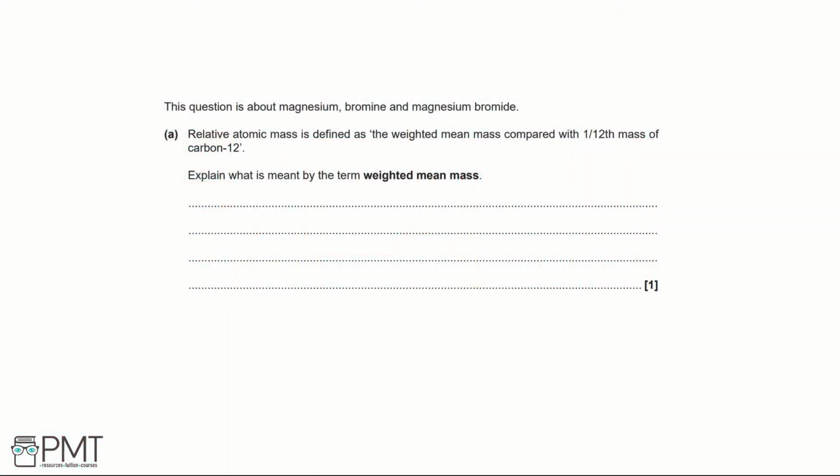This question is about magnesium bromine and magnesium bromide. Part A. Relative atomic mass is defined by the weighted mean mass compared with 1/12 mass of carbon-12. Explain what is meant by the term weighted mean mass. So this question is about recall, and you've got to recall the definition for the weighted mean mass. So that is the mean taking into account the relative abundances of the isotopes.